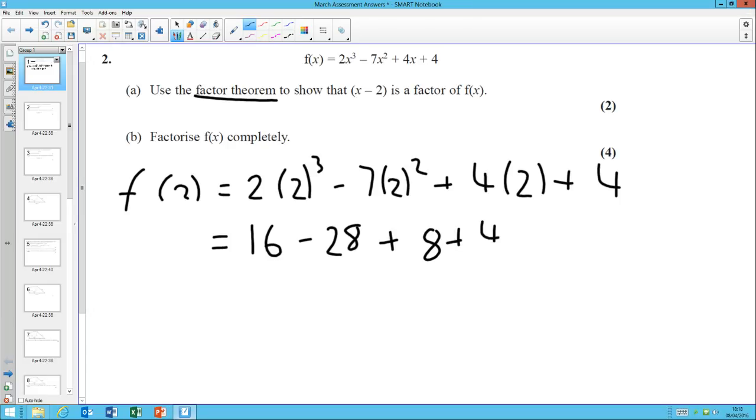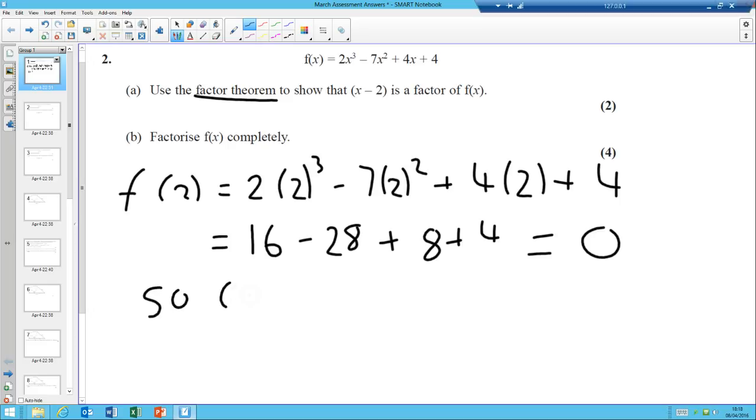When we work out that sum, that will just equal 0. Now if you just leave it like that, that f of 2 equals 0 there, you'll get only 1 mark. To get the final mark you must say, so x minus 2 is a factor.